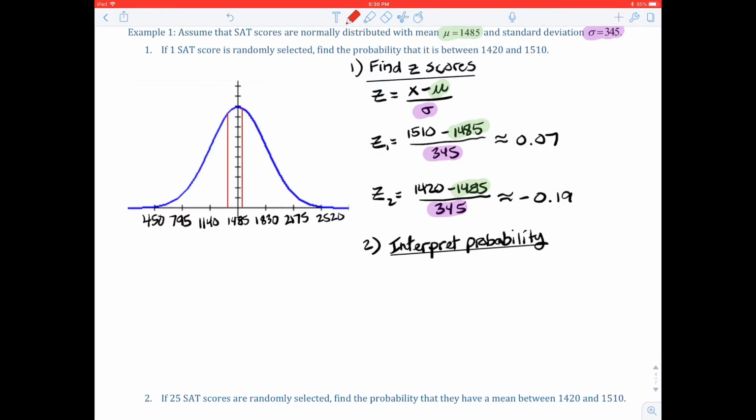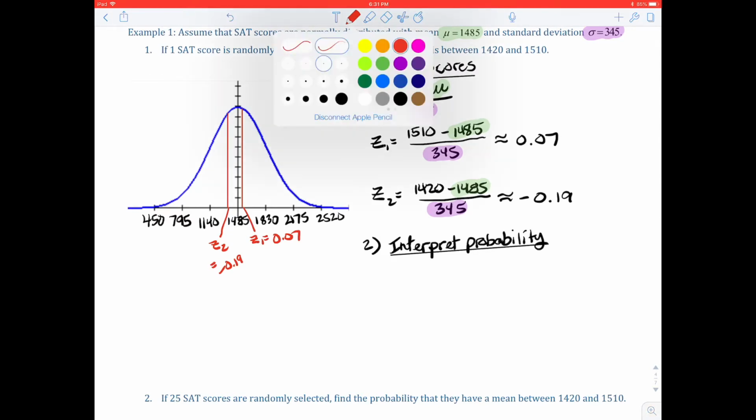And when I looked at that 0.07, I'm thinking, oh, that's going to be 7/100ths of one standard deviation from the mean, right, is what we got for our Z1, right, for the higher end. So this here was Z1 equal to 0.07, and Z2 was equal to negative 0.19. Cool?